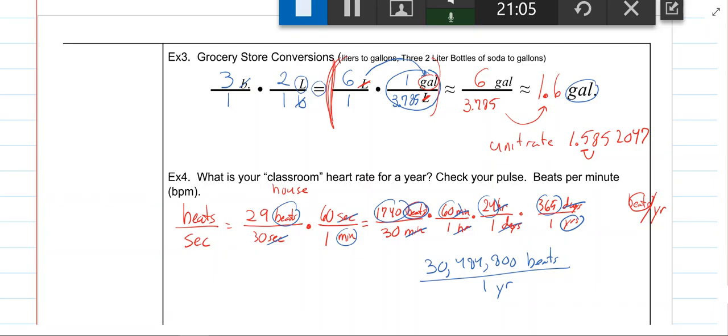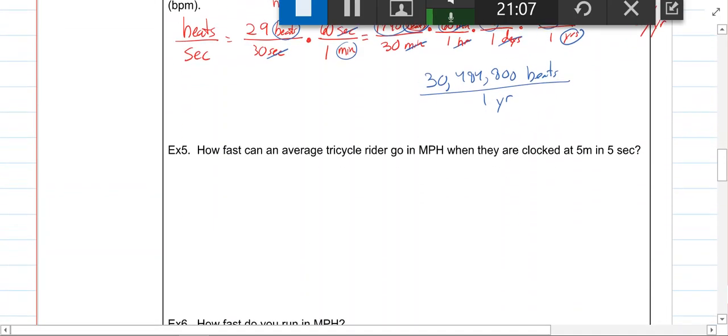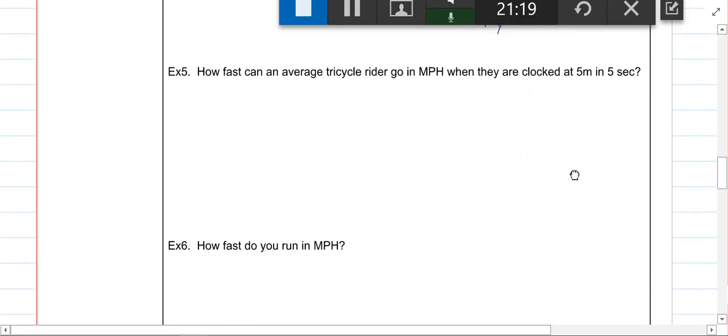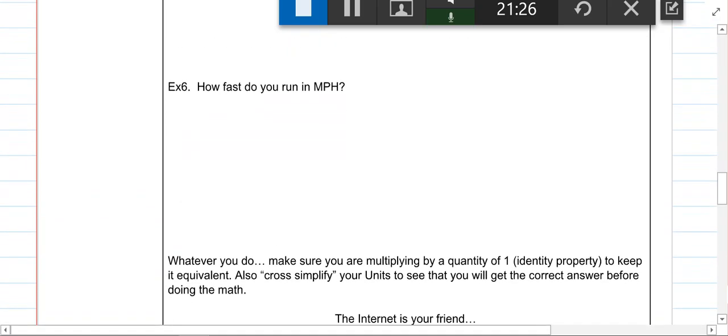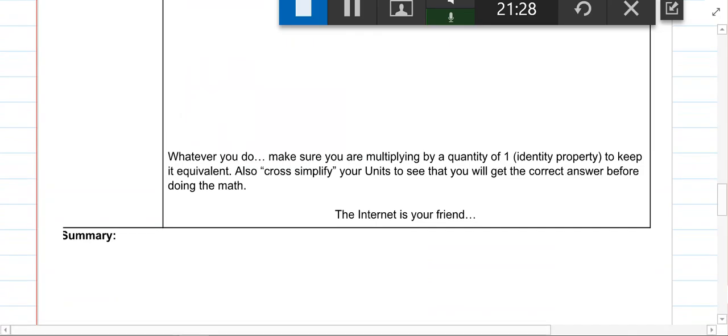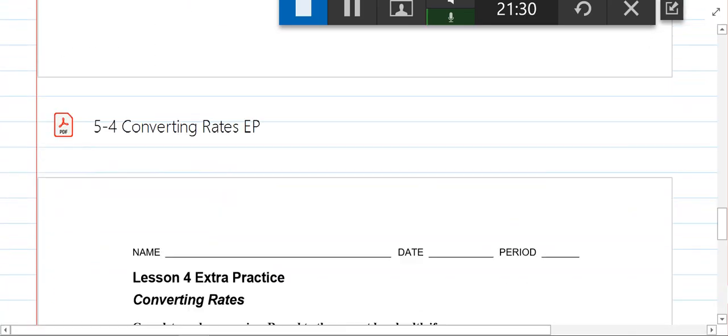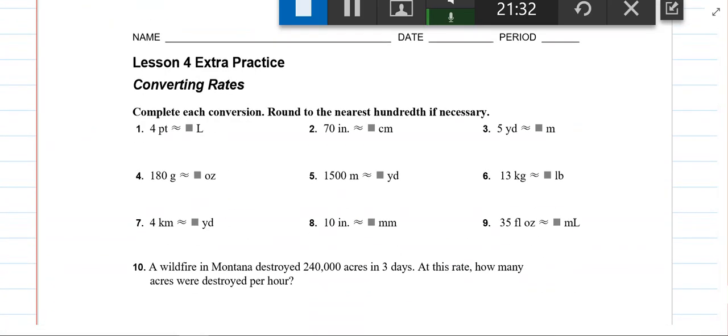All right, so this would be number 5, how fast does the average tricycle rider go in miles per hour? I have a tricycle in the classroom. We would take it outside and we would do an activity with tricycles on campus. Can't really do that, I don't think, on the internet, but we'll just keep on moving down here. We'll go all the way down to the end. And we're going to get started on the odd problems.